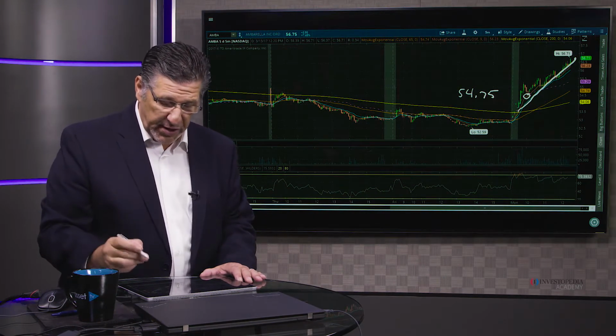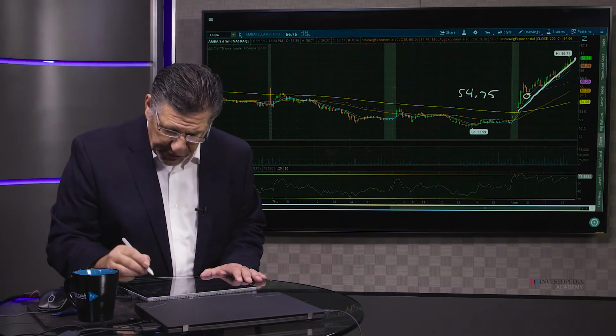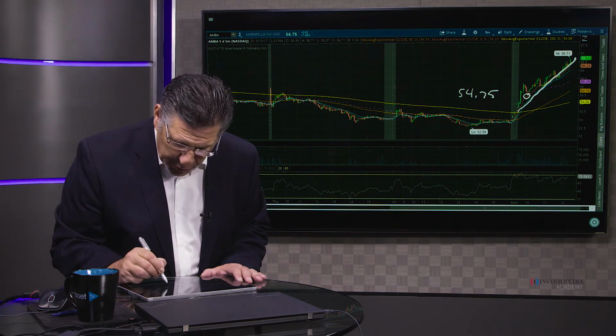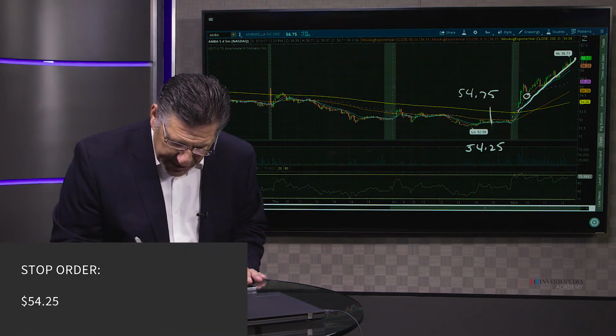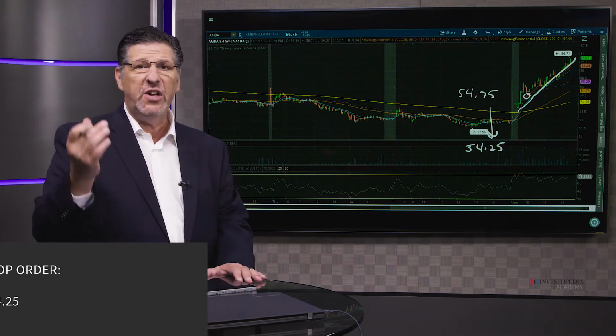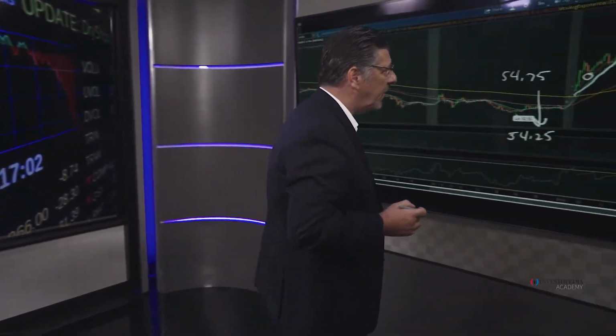First thing we're going to do, stop order. And we're going to risk, this is a $54 stock, we're going to risk 50 cents on this trade. Our stop order would be at $54.25. We have now entered into a trend trade with 100 shares when our stock hit our 9 EMA. Let's go back to the chart for 1 minute.